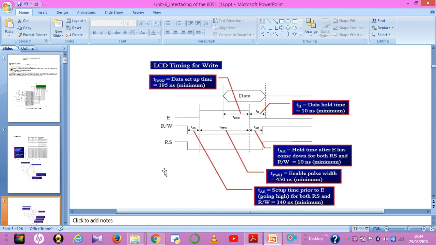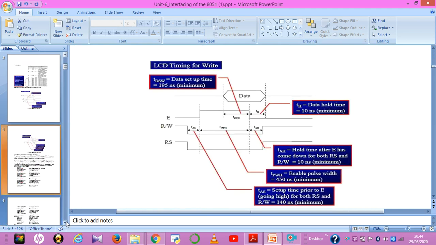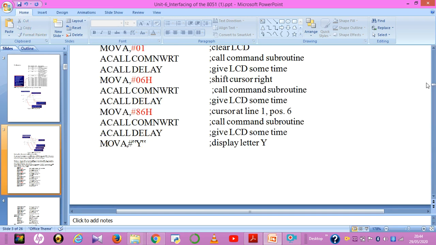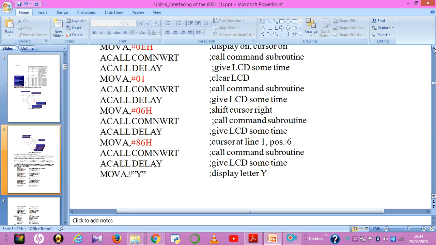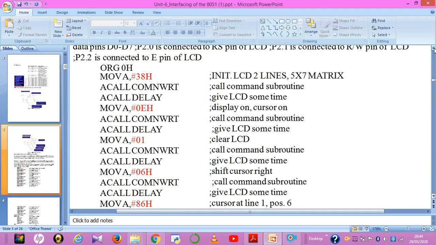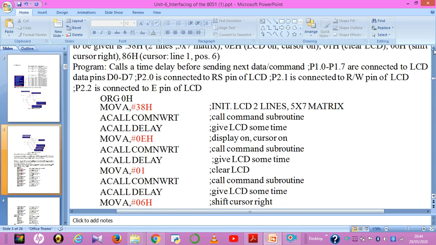Next we'll go for the program, how you are going to write the program for interfacing the LCD with 8051. I have given a comment for each line of code in this program. The program calls a time delay before sending the next data or command.